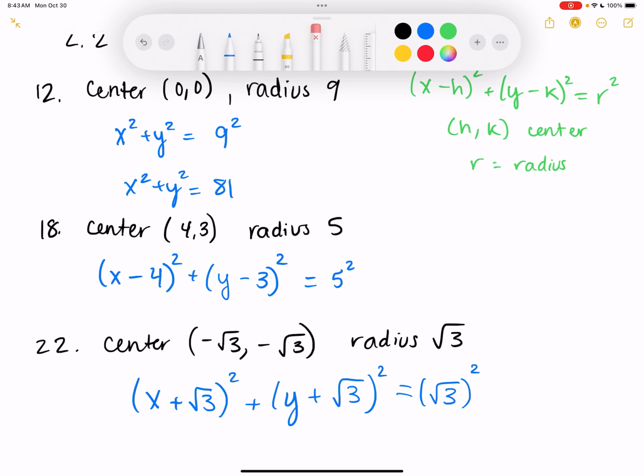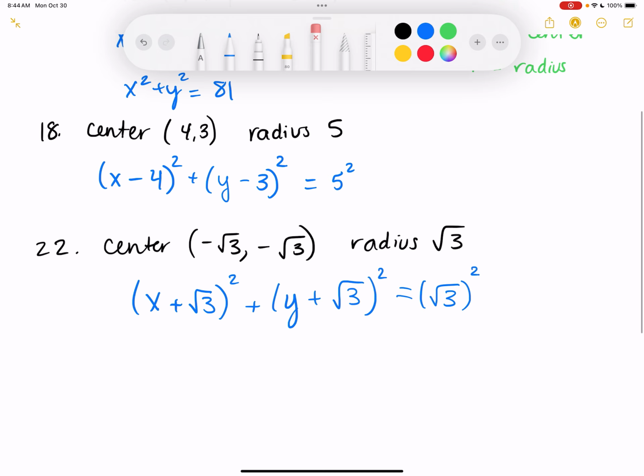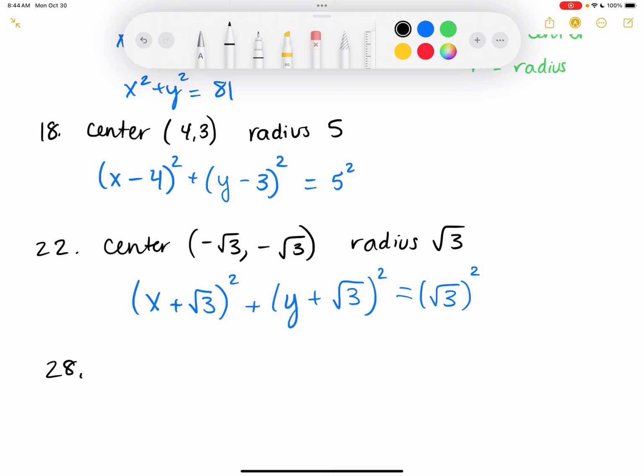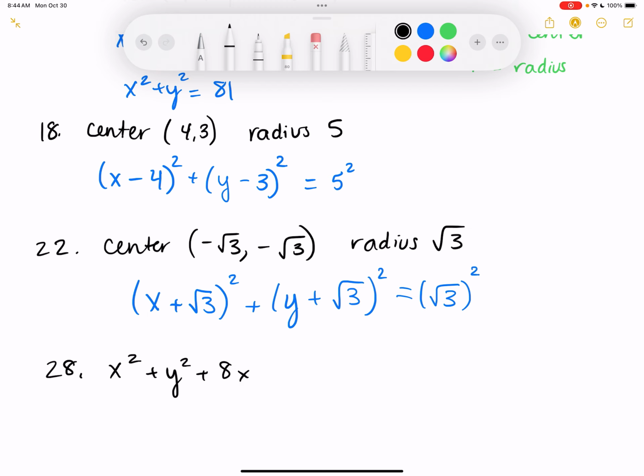All right, the next ones, which is the only other thing that we're doing in this section, says to decide whether or not each equation has a circle as its graph. If it does, give the center and radius. If not, describe the graph. So 28. It gives us x squared plus y squared plus 8x minus 6y plus 16 equals 0.